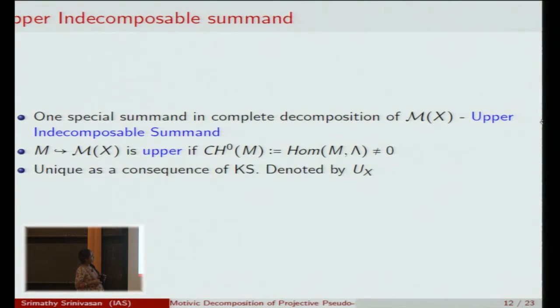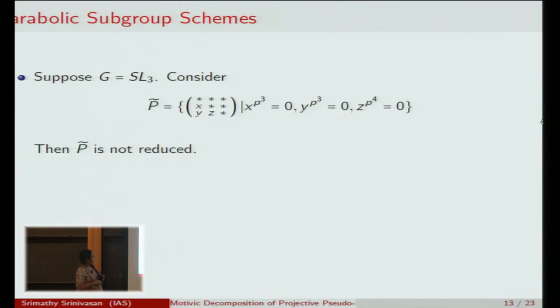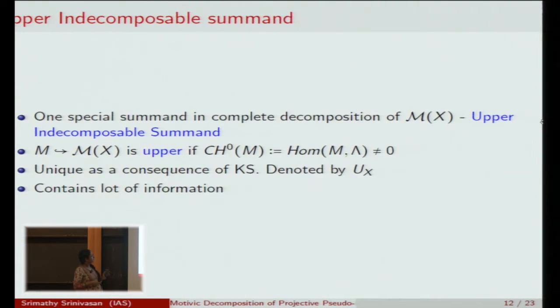Okay, so this upper summand is unique because of Schmidt, and you denote this by U sub x. So the upper motive of the variety X is denoted by U sub x. It turns out that it contains a lot of information, and you can explicitly express the motivic decomposition of any projective homogeneous varieties in terms of upper motives. There's a theorem, and again I don't want to go into detail, but this is all part of the literature.